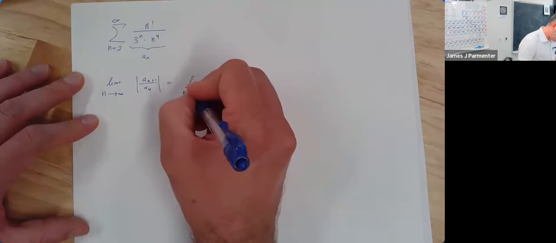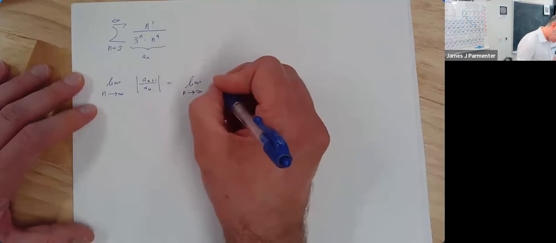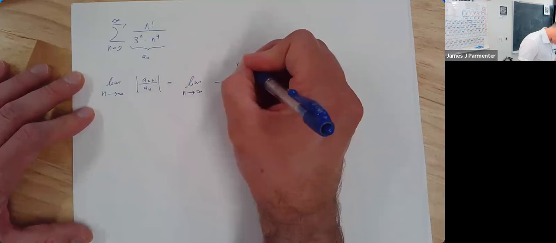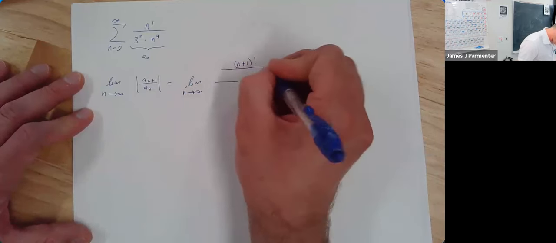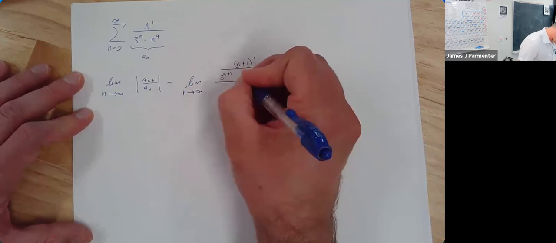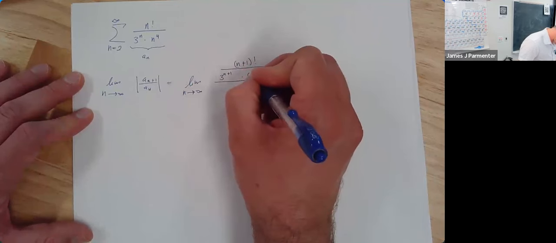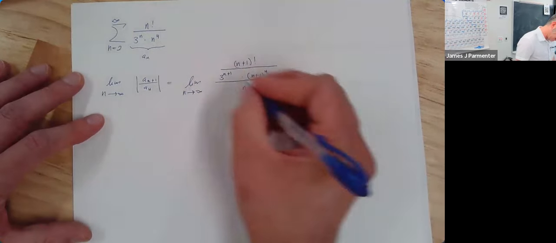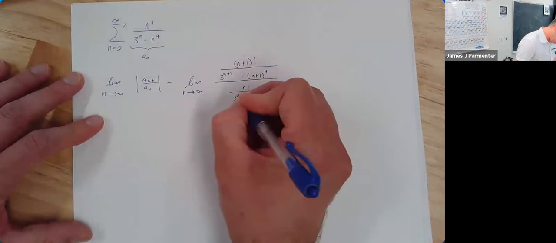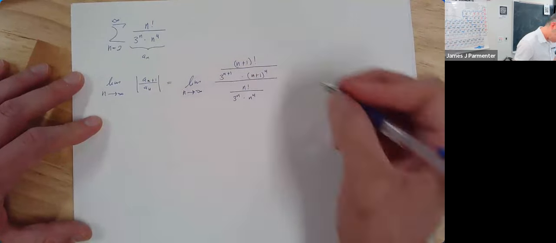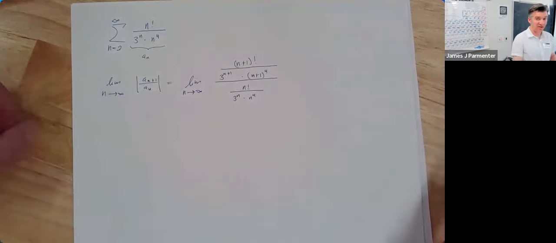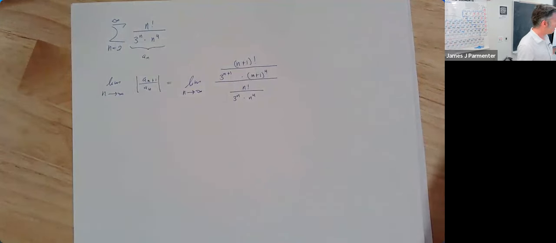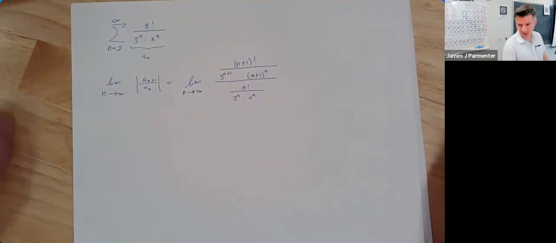I would normally skip this step, but I want to write it out just so everyone can see it. So my a sub n plus 1 is going to be n plus 1 factorial over 3 to the n plus 1 times n plus 1 to the 4. And then my a sub n is just what is already written there, n factorial over 3 to the n times n to the 4. Technically, there should be absolute values around all this, but since everything is always positive here, I don't need them. The only time you really need absolute values is if you've got something alternating, like a negative 2 to the n, and then you do need the absolute values, which I'll do an example of.